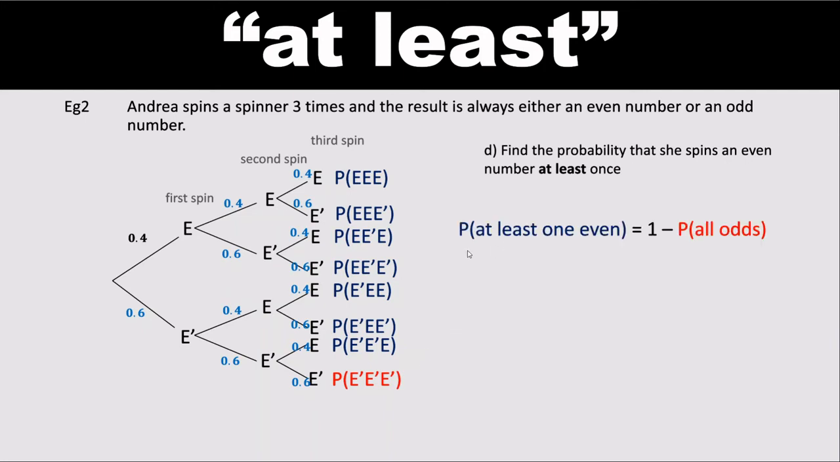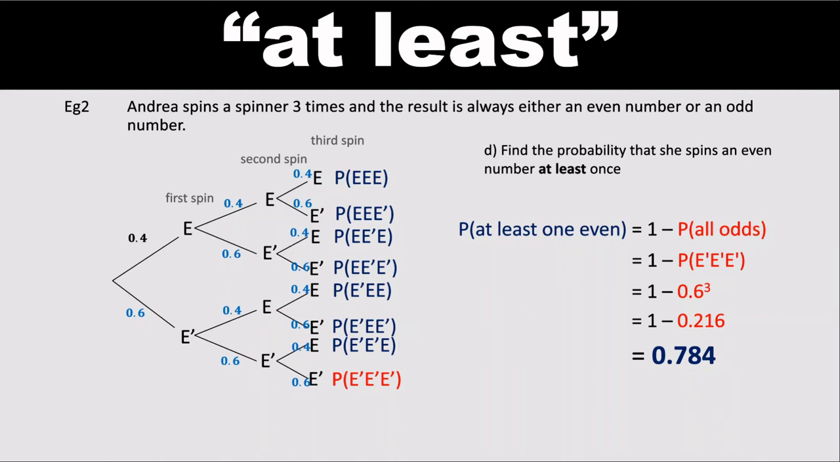So the probability that she spins an even number at least 1 time is 1 minus the probability that she spins all odds. And that's 1 minus the probability that she spins an odd, which is 0.6, and an odd, which is 0.6, and another odd, which is 0.6. So that's 1 minus 0.6 cubed. 1 minus 0.216, which is 0.784. Now that's quite a high probability considering the total probability is 1, but look at all the possible ways that she could spin at least 1 even number.